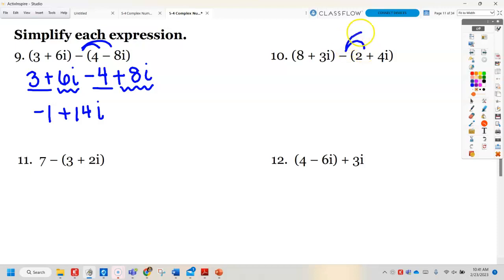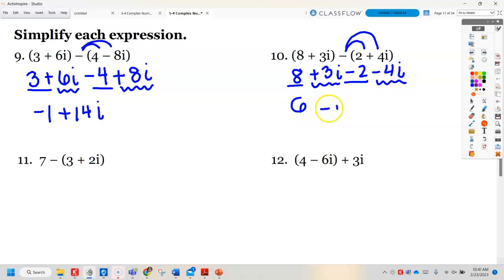Distribute your negative. Combine real with real. So the real is 8 and -2. Imaginary with imaginary. A real plus an imaginary is known as a complex number. These are complex numbers.